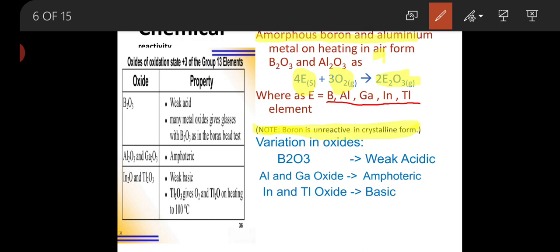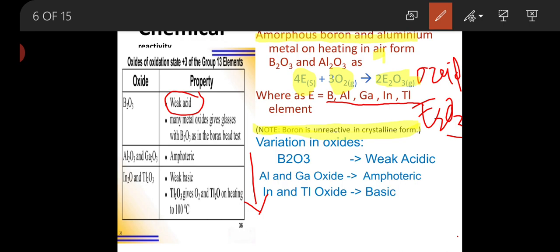Okay, whenever a group 13 element reacts with oxygen, it forms oxides, E2O3. But the oxide property goes on decreasing. Here we can show it in tabular form also. When boron reacts with oxygen, it forms boron oxide, which is weakly acidic in nature. It is a weak acid.